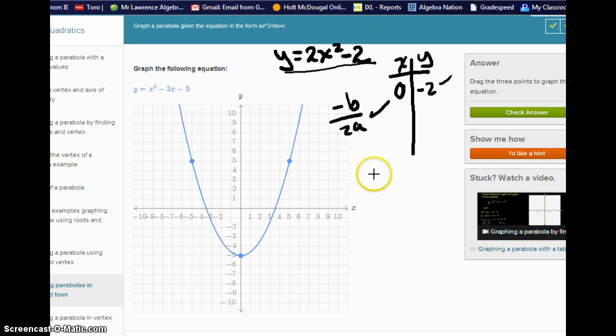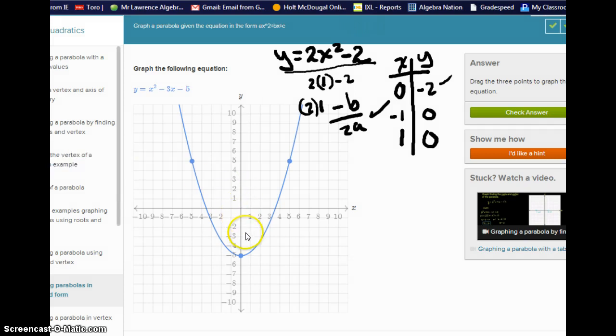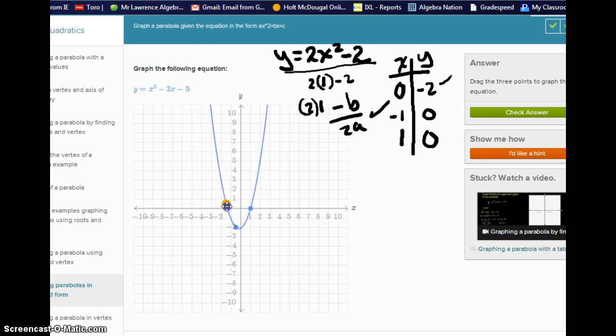Now obviously with a calculator that's pretty straightforward. We can also do that ourselves. So I'm going to pick negative 1. Negative 1 squared is 1 times 2 minus 2. So I get an answer of 0. I can do the same with 1. 1 squared is 1 times 2 minus 2 is also 0. So now I have 3 points, which I now know I can graph. I can come up here and I go to 0, negative 2. I go to 1, 0. And I'm taking a look here, negative 1, 0.